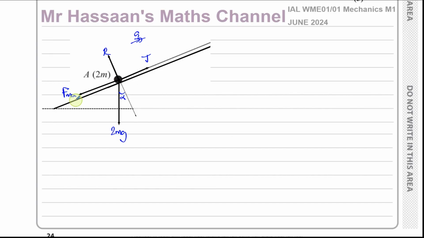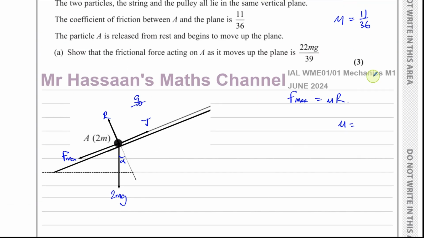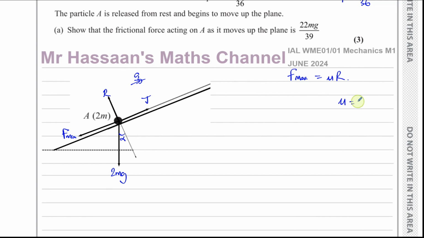Why is it going to be F max? Because the object is moving. And we know that F max is equal to mu times R. Okay, so we want to find what F max is. We know mu already, mu is 11/36. What we need to find is what R is. So to find R, we need to resolve the forces perpendicular to the plane.